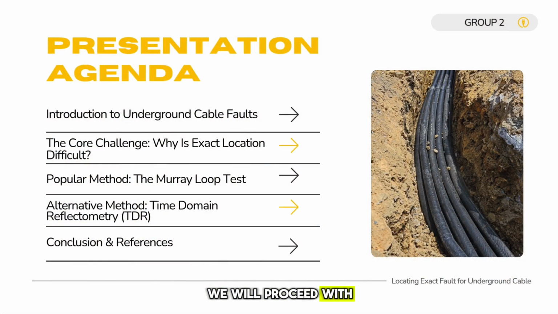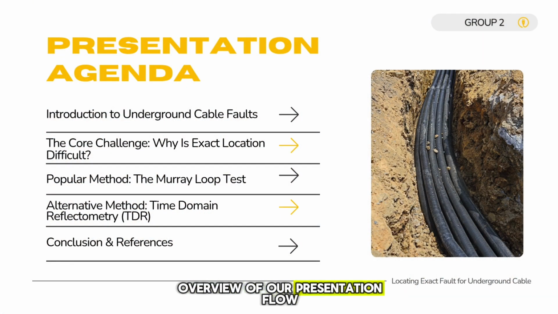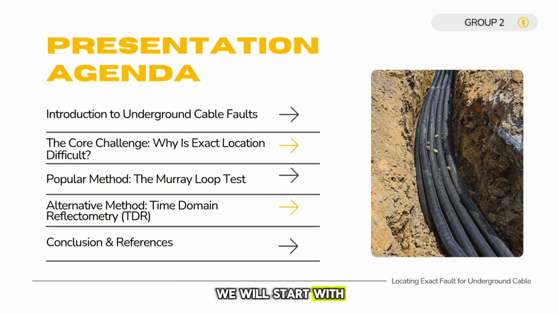We will proceed with our presentation agenda. To give you an overview of our presentation flow, we will start with a brief introduction to the types of underground faults and the difficulties that are faced when trying to locate them. Following that, we will take a deep dive into our two assigned techniques, which are the popular Murray loop test and time domain reflectometry, before wrapping up with our conclusion and reference.